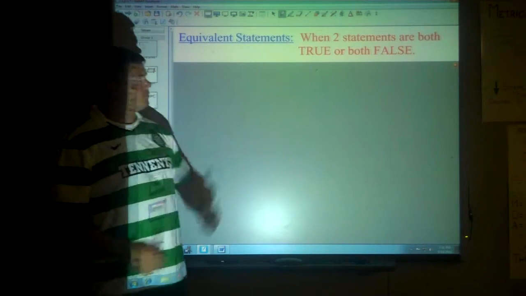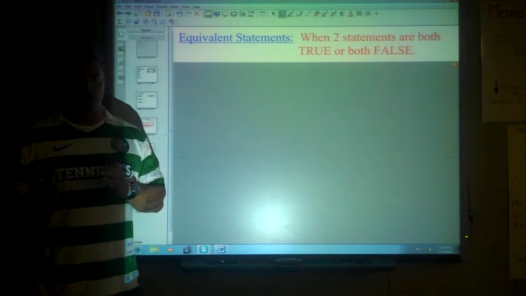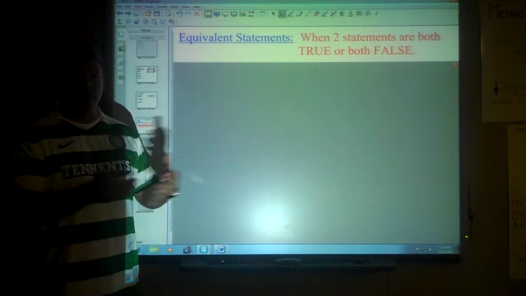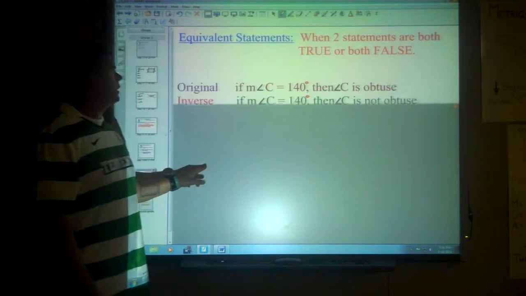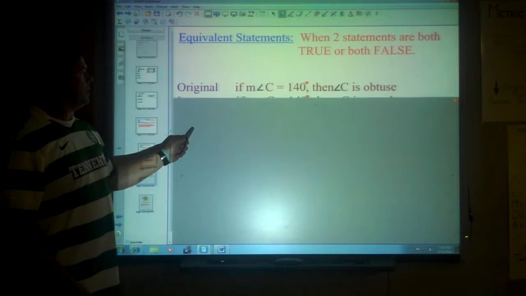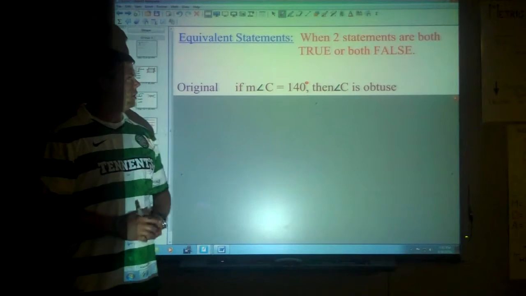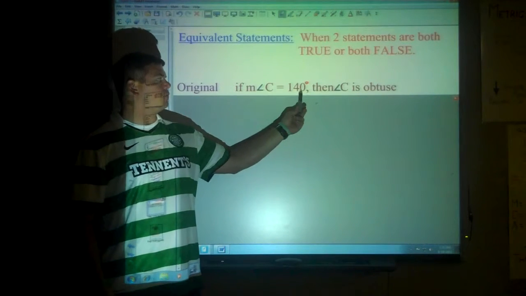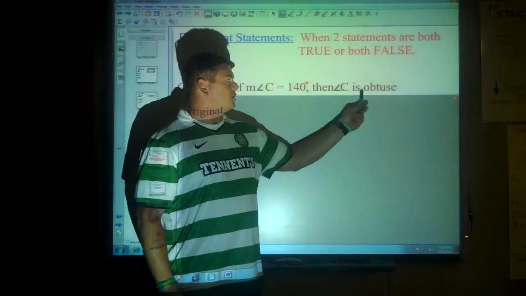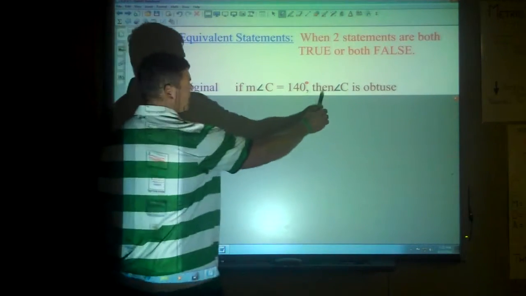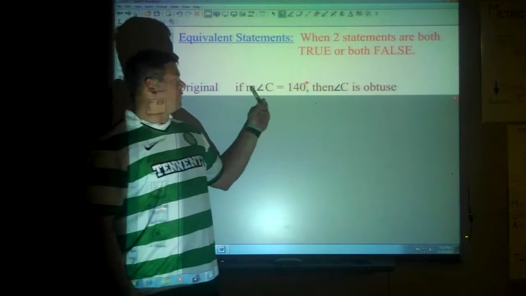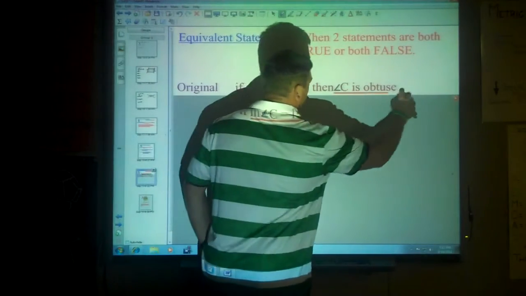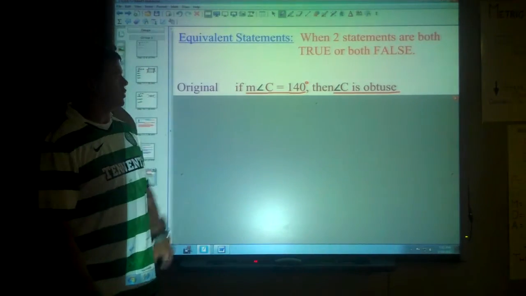Equivalent statements. When two statements are both true or they're both false, then they would be equivalent. Equivalent sounds a lot like equal, so equal statements. If they mean the same thing, then they're going to be equal to each other. So here we have an original statement. This would be the if-then conditional statement. If the measure, that's M for measure, of angle C is equal to 140 degrees, then angle C is obtuse. So we have an if-then form, and we have the hypothesis. The hypothesis would be here, that's the hypothesis, and this would be the conclusion. So that's the original statement.